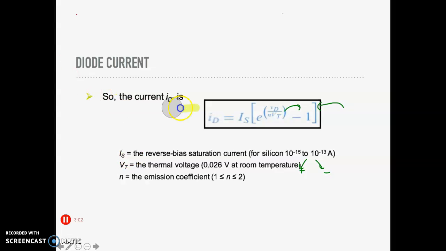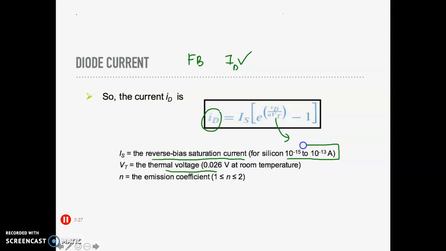Okay, so let's see this formula. For your forward bias, you will have some current. So how do we calculate the current? This is the formula. ID equals IS times e to the power VD over N VT, minus 1. VT here is the thermal voltage, the same as before. IS is the reverse bias saturation current, so the value here will be very small. And N is the emission coefficient, and it is usually 1. So why do we call this one a diode? Because whatever you learned previously, the PN junction, this is what is actually inside your diode.